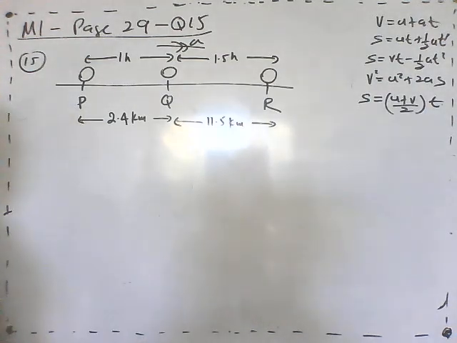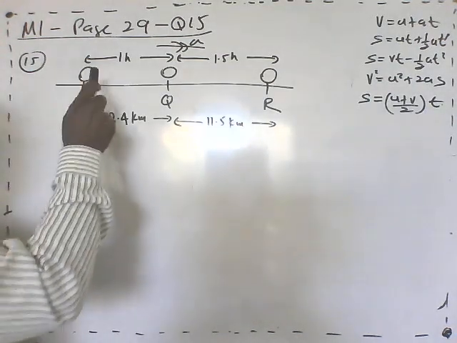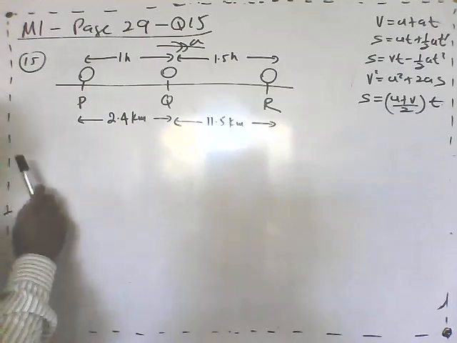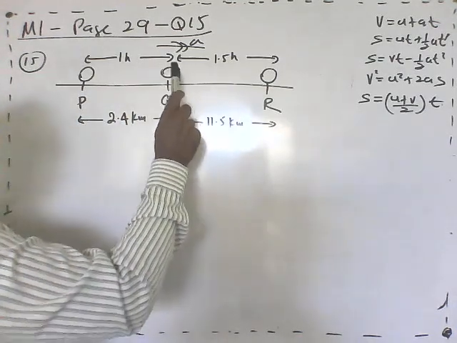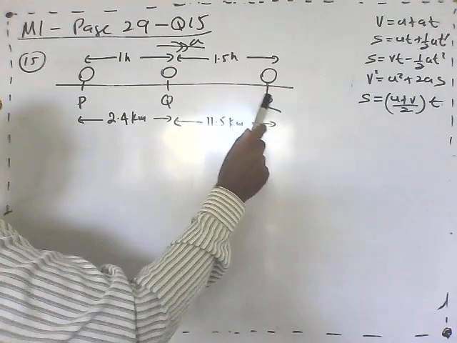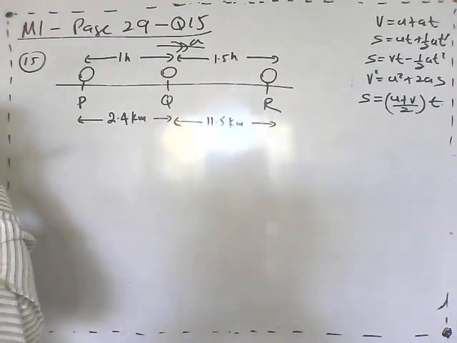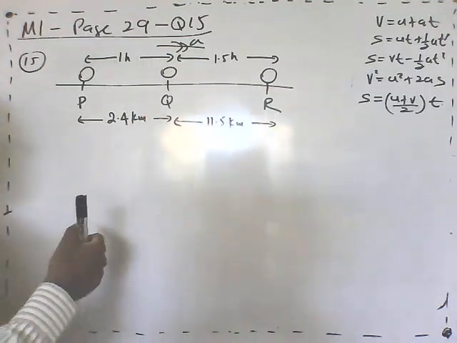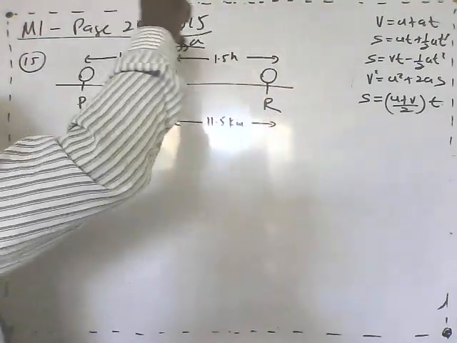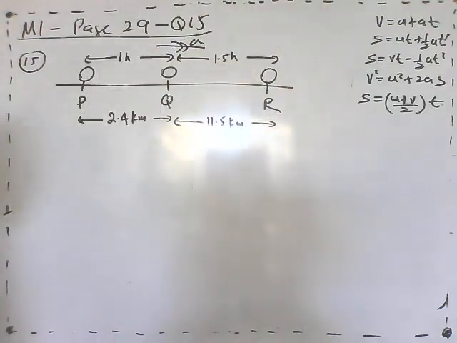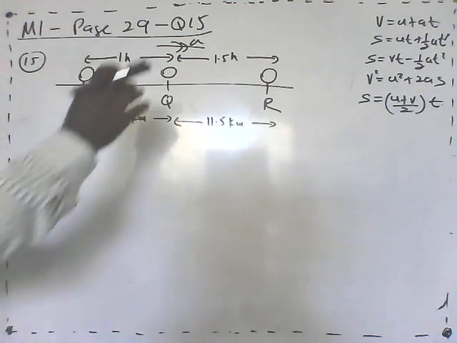And also, the competitor takes 1 hour to travel from P to Q. That also I have put. And the competitor takes 1.5 hours to go from Q to R. That also I have put on the diagram. And throughout the motion from P to R, the competitor maintains a constant acceleration A. I have put A here.